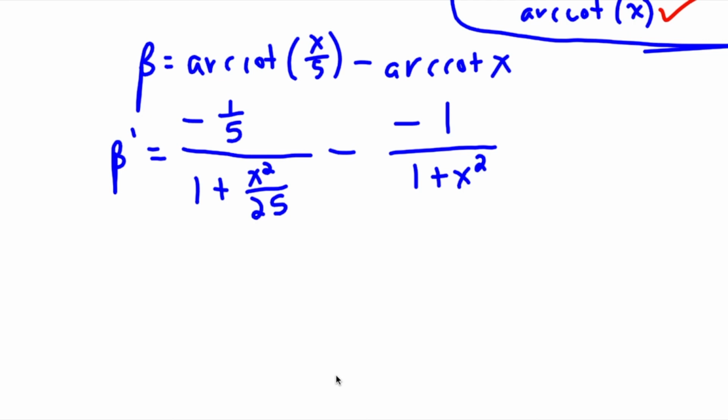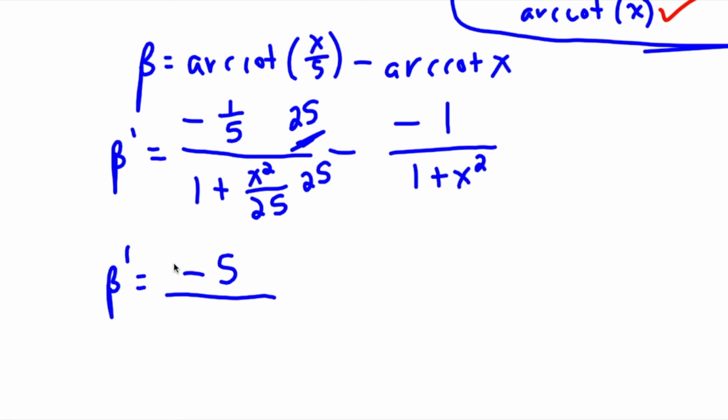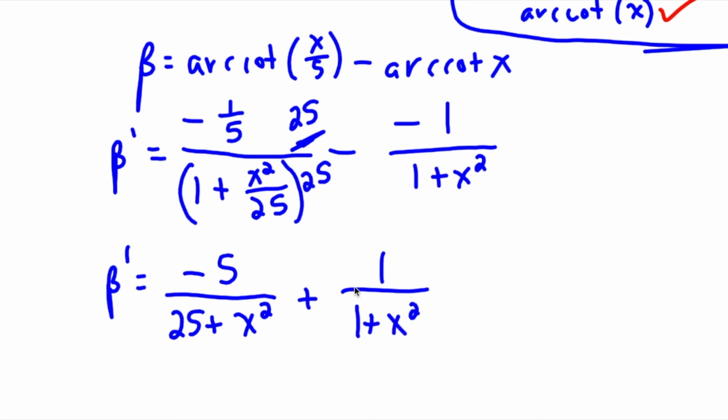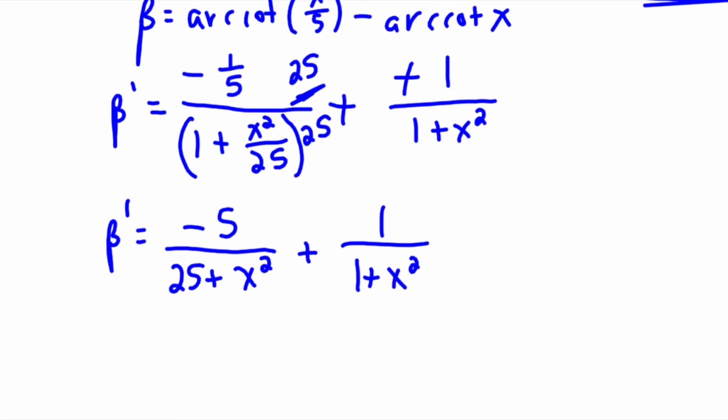So I don't like this. Fraction in a fraction, that's messy, so let's clean that up. So I'm going to multiply this by 25 over 25. Okay, I multiply by a fraction equal to 1, 25 over 25. So negative 1/5 times 25 is negative 5. And on the denominator, don't forget we have to multiply this through. We don't want to just multiply that fraction. So 25 times 1 is 25, plus 25 times x squared over 25 is just x squared, plus 1 over 1 plus x squared. Okay, all I did there was my double negative to clean that up.